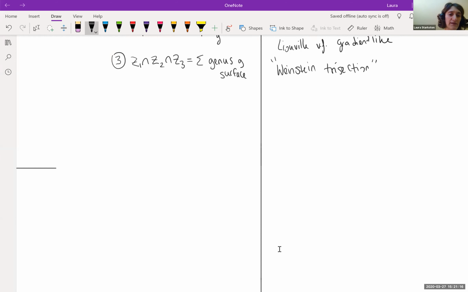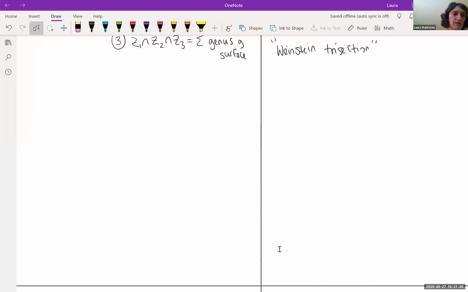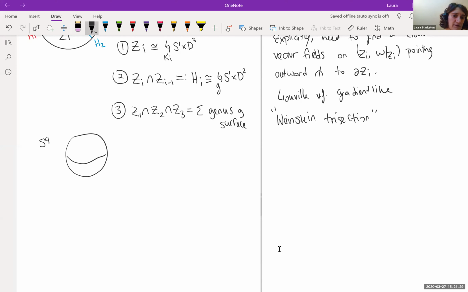And now I just want to give a couple of examples. On the smooth side, the easiest trisection to look at is S^4. S^4 can be thought of as gluing two 4-balls together along a 3-sphere. So that's not a trisection, but if I cut the top 4-ball into two 4-balls, with a 3-ball cutting here, then I have cut my 3-sphere into two 3-balls. And I have three 4-balls. And then the triple intersection is a 2-sphere. So that's a trisection of S^4.